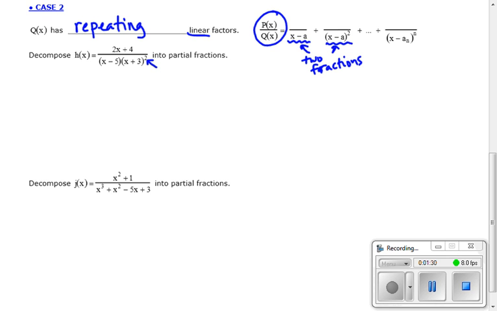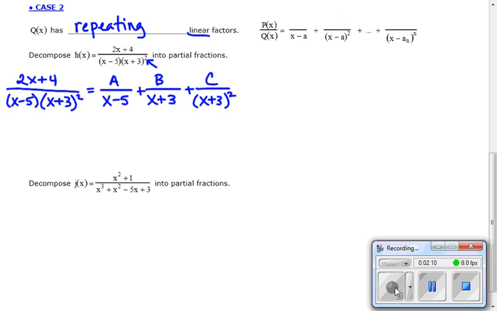And for each of them, we will put a constant. So we will make a fraction for the single factor, but we also need a second fraction for its repeated. If it was to the third power, we would have a third fraction, fourth power, fourth fraction, etc. That's what you have to remember. Sometimes I use the word build: build the fractions when you have repeating factors. That's the only difference. So let me jump to the setup of 2x plus 4 over x minus 5 times x plus 3 squared, and how I should set that up.